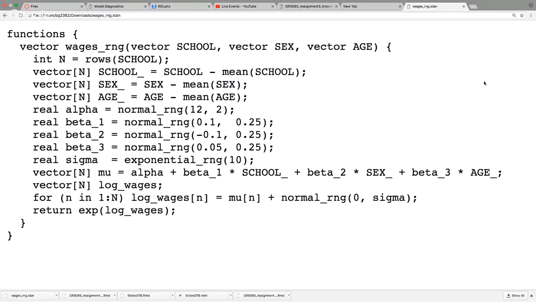RStanArm will actually shift the intercept back so it's in uncentered units at the end, but when you specify your prior, if you do so in RStanArm, it should be relative to centered covariates. Other questions about that? Christina?